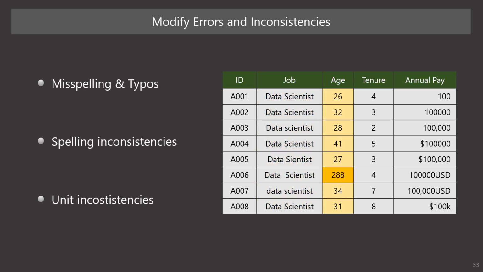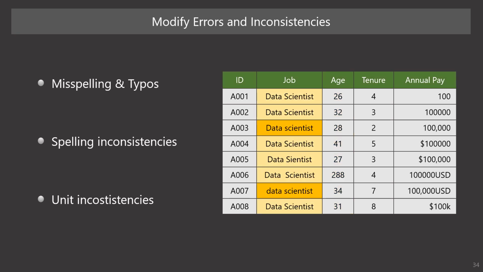Next, look at the column age, and you may find that the age of ID A006 is 288. I don't know what age we can live to, but 288 years old is an unrealistic age for a data scientist. Maybe it is a typo of 28. Maybe one extra 8 was mistakenly inputted.